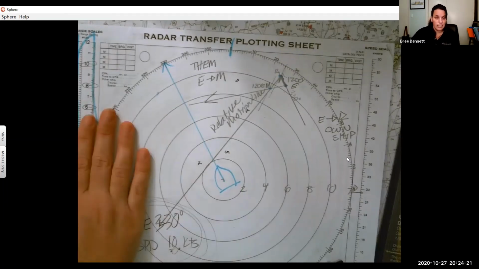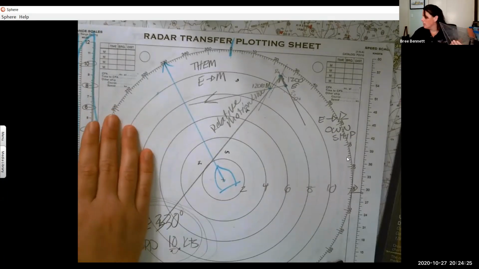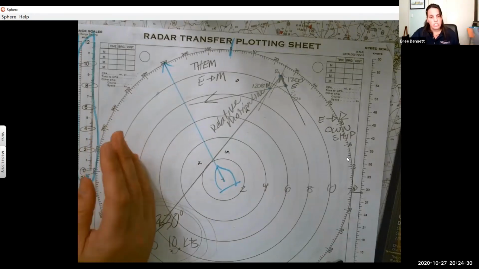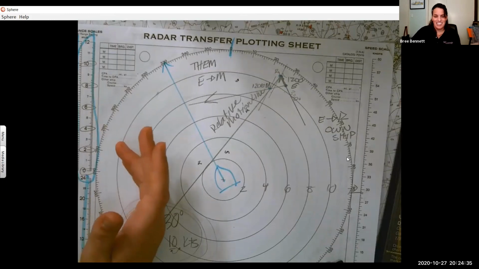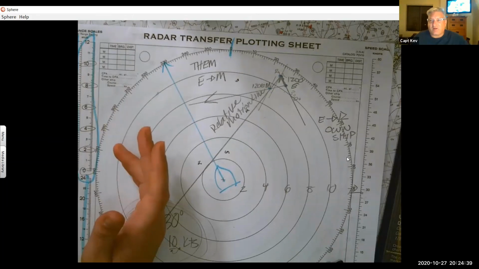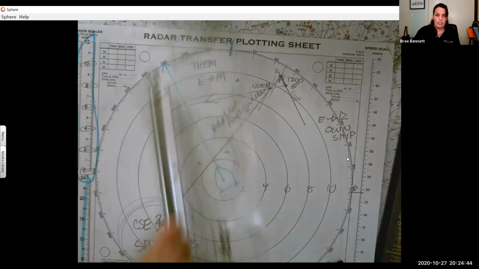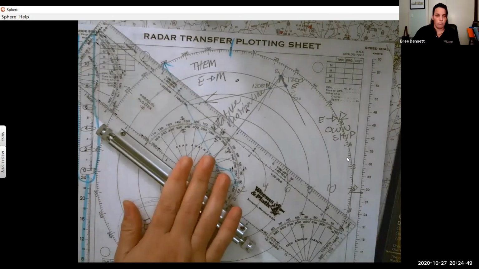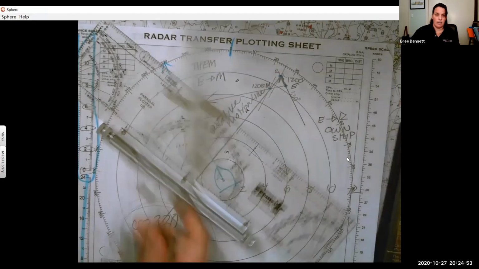Have your plotting gear. I prefer the triangles. That's what you'll see me using a lot. But I'd actually like to use whatever you guys are using. What are you guys using? I have a rolling ruler thing and the roll plot. Okay. Who else has a roll plot? Okay, who has parallels?